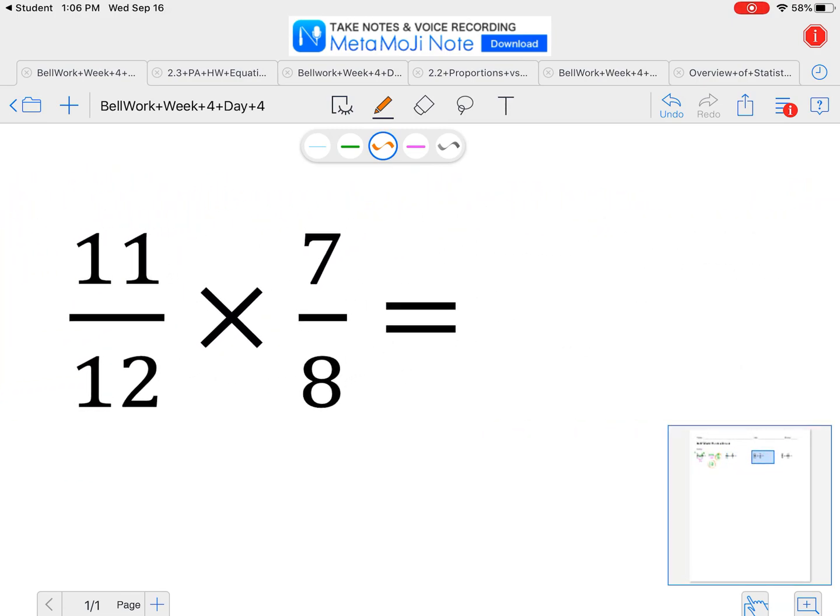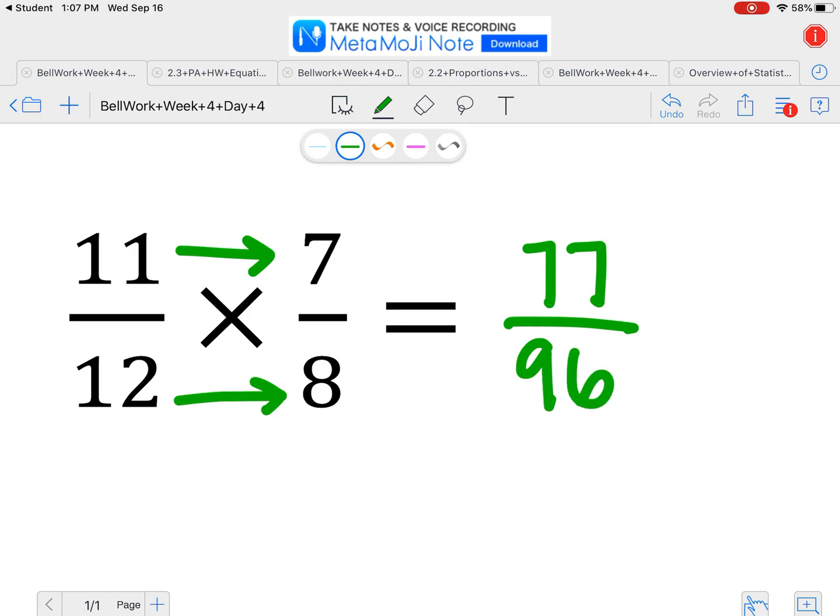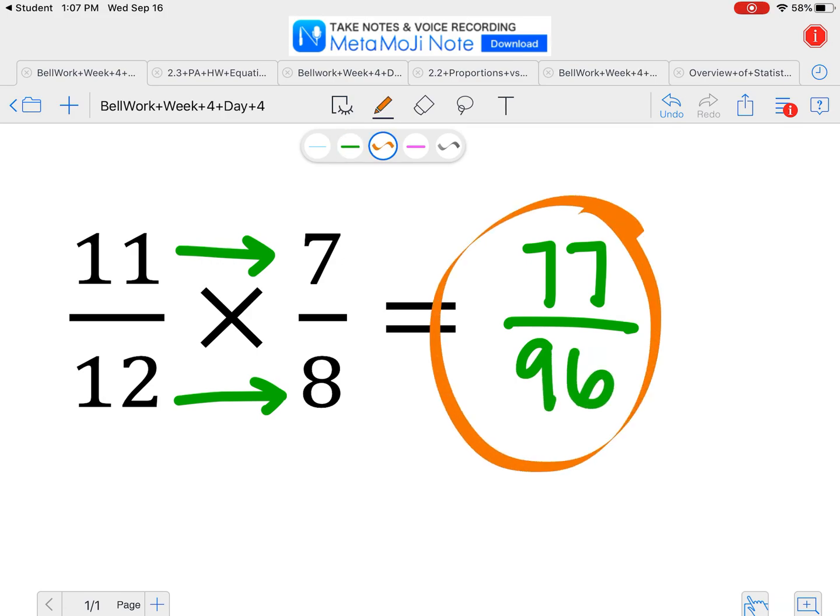All right, multiplying fractions. This is the easiest one. All you do is go straight across, numerator times numerator. 7 times 11 is 77. Then bottom times bottom. 12 times 8 is 96. I'm going to go with that as the final answer, 77 over 96.